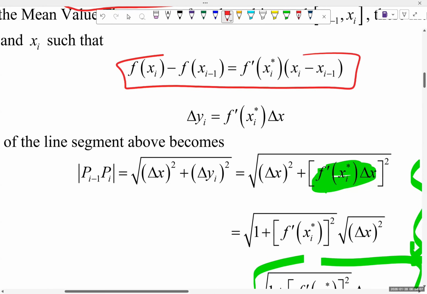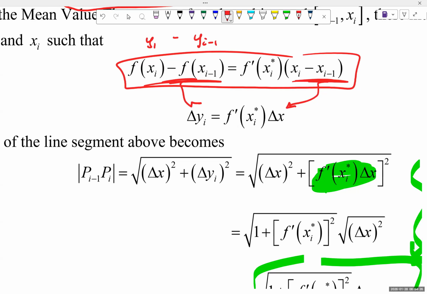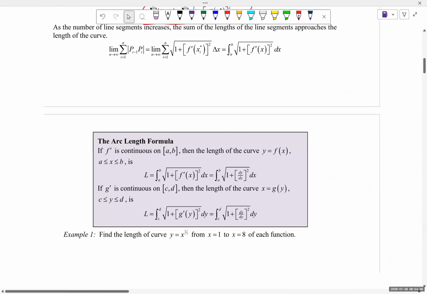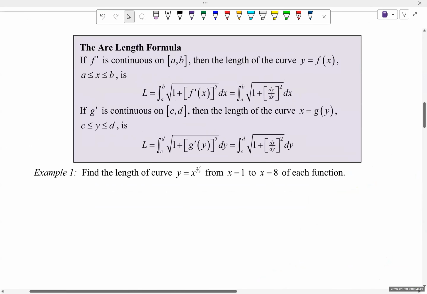This right here was mean value theorem, correct? Yes. I had y sub i here and y minus y sub i minus 1. They're just using it with function notation. Yes. And so this right here is delta x. This right here is delta y. Oh, I see. That's all. And then once we have that, we replace this in here to get that. Okay. Cool.